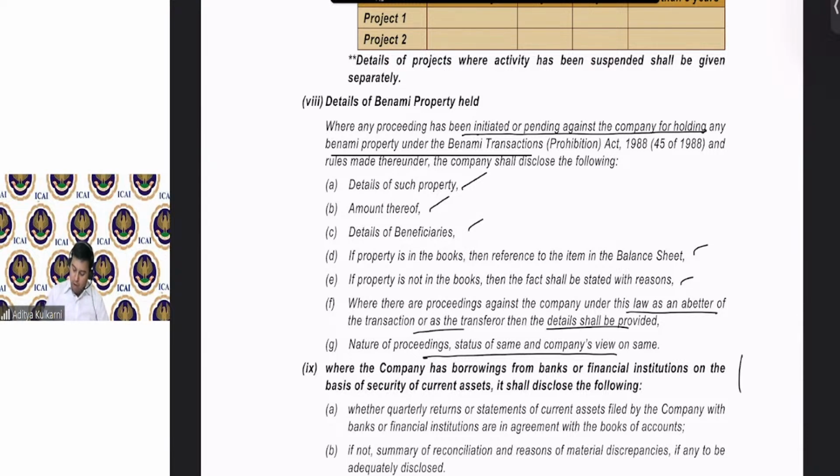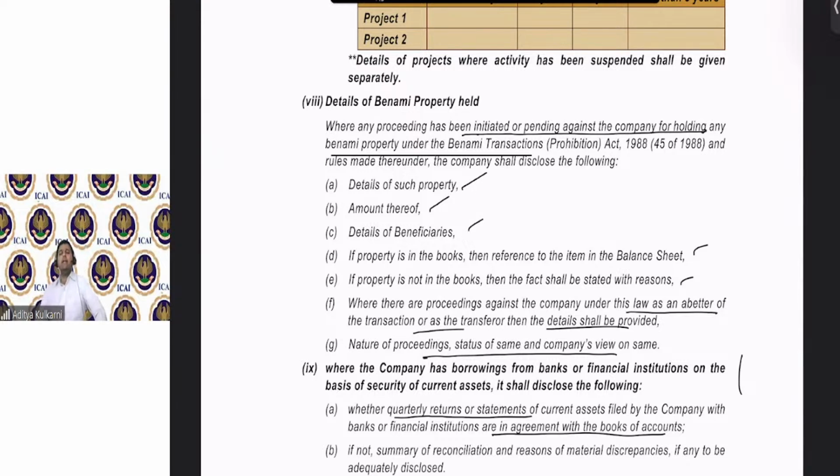Where you are having borrowings from the banks, disclose whether quarterly returns or statements are in agreement with the books of accounts. Suppose you take a cash credit facility, you have to present monthly stock statements, like trade receivables position, trade payables position, then inventory positions.